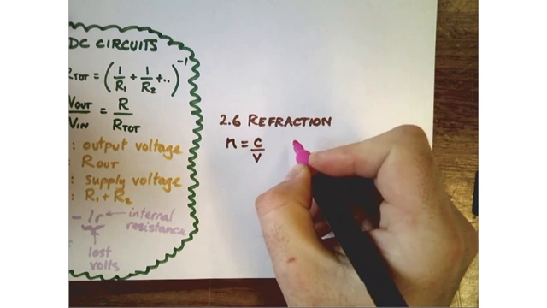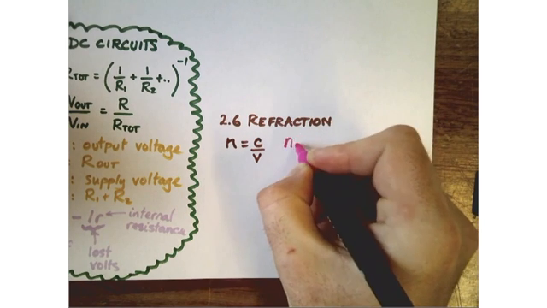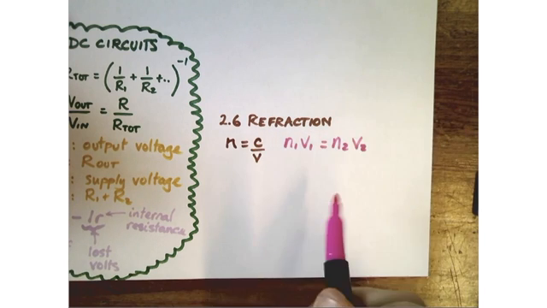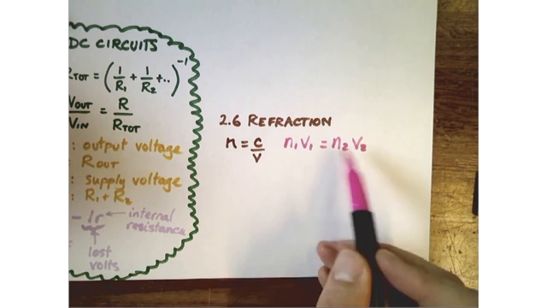So Snell's law, there's two versions given. N1 V1 is N2 V2. So if you're given velocities, use this one.